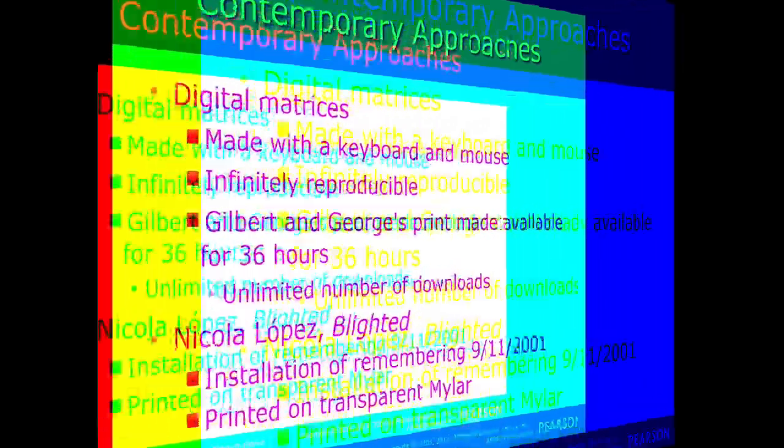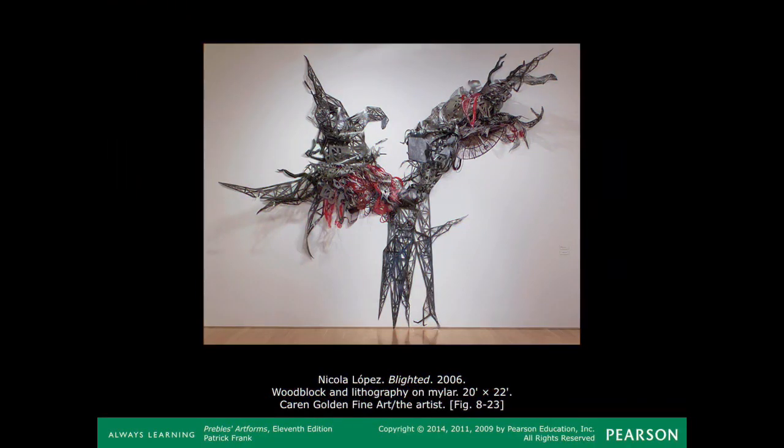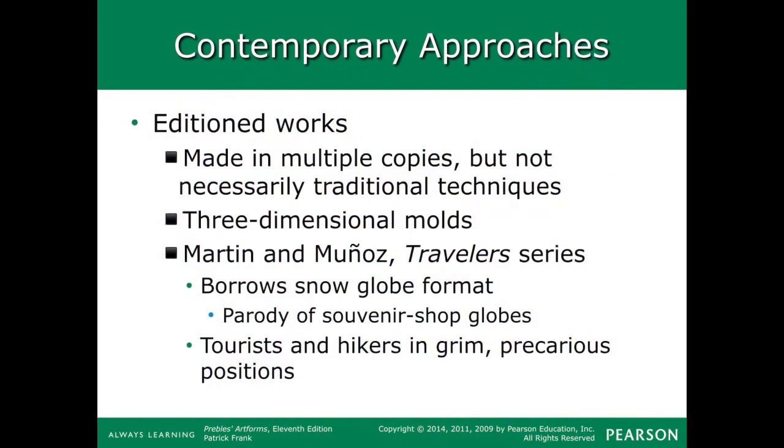We're going to see a work of art here by Gilbert and George and also Nicola Lopez. And here is that work of art that is made using a 3D printer. A very abstract work of art. And so this has lithography, also woodblock, except that it was printed out using a type of plastic material called mylar.